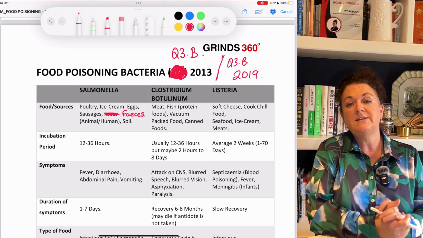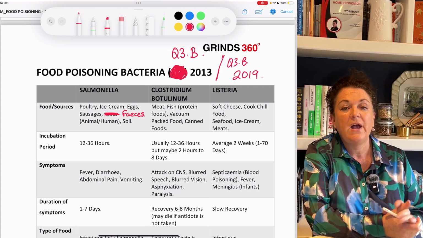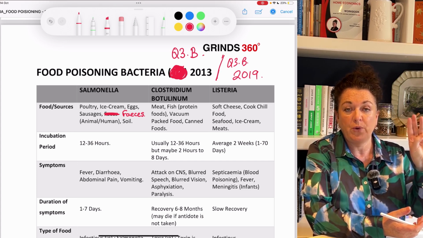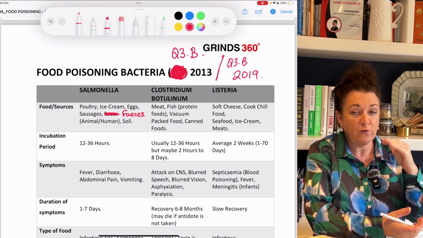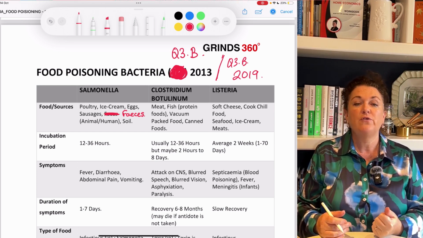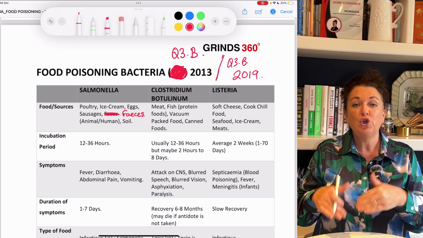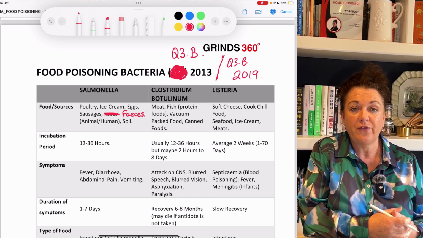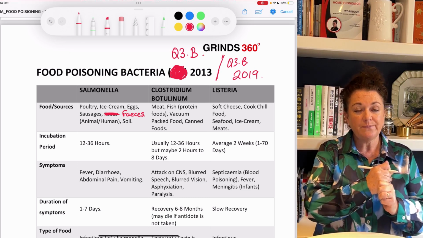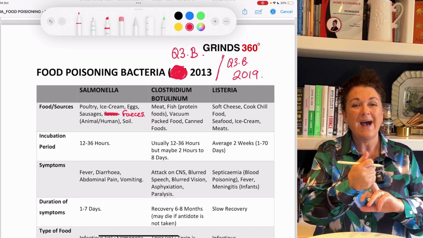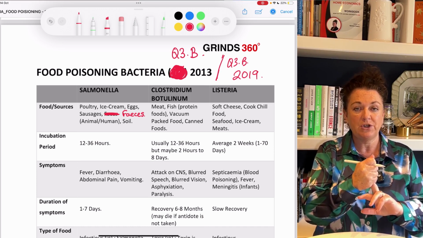Now, I said to you in a previous lesson, the syllabus says that we have to know 3 food poisoning bacteria, not 4, not 5. So where I have 6 different food poisoning bacteria mentioned here, you do not have to learn all of them. I have chosen 3 for you: Salmonella, E. coli 0157, and Clostridium botulinum.